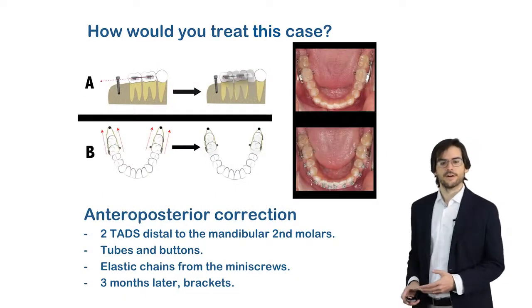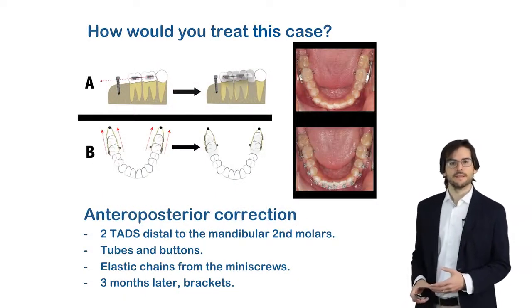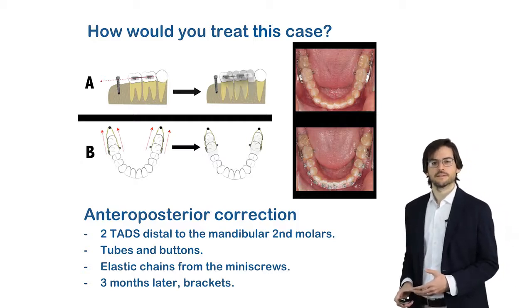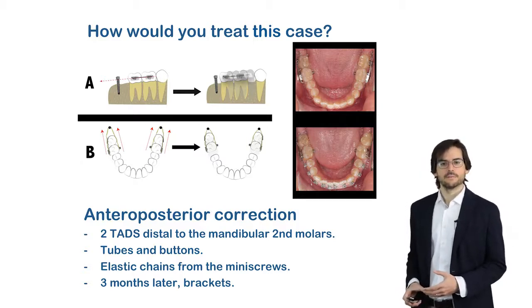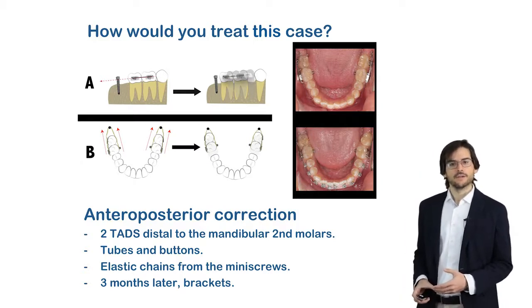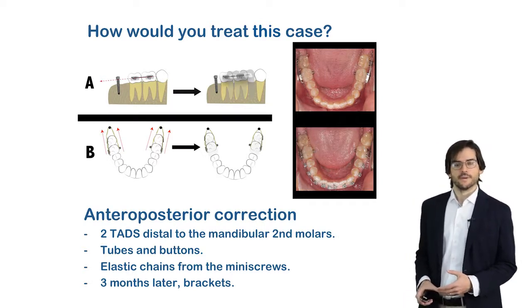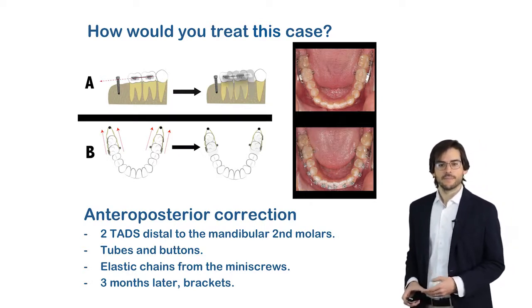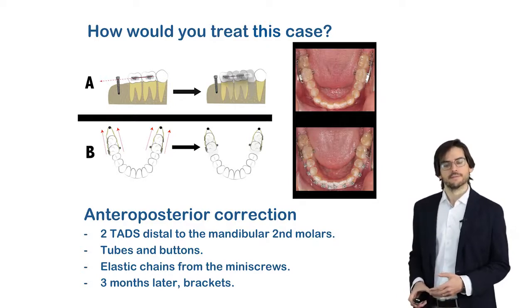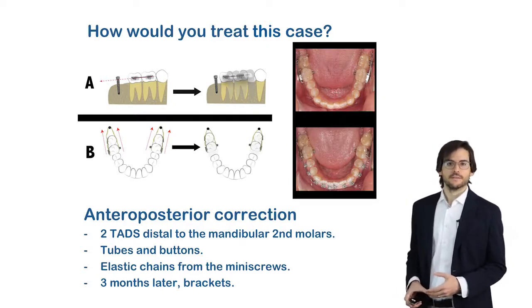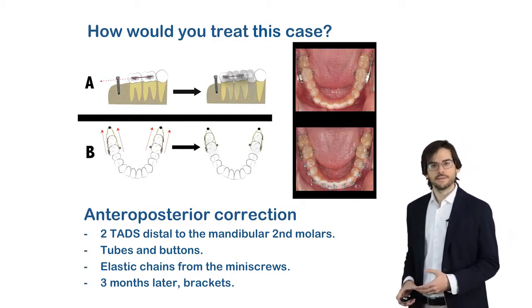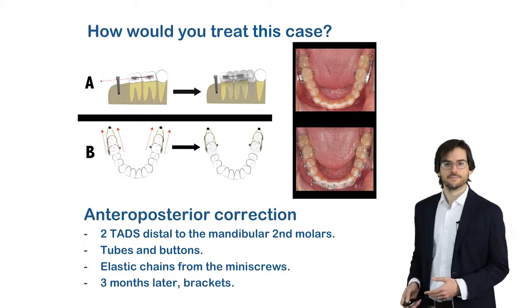Regarding the anteroposterior correction, 2 mini screws were placed distal to the mandibular second molars, and tubes and buttons were bonded in the buccal and lingual surfaces of the molars. Elastic chains were placed from the mini screws to the molars, and 3 months later, space between the premolars was observed. Then, tip-edge plus brackets were placed in the mandibular arch.